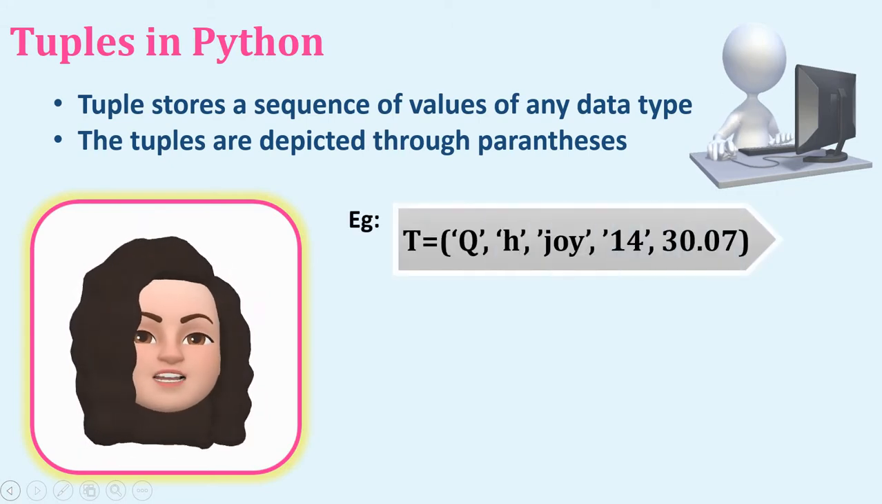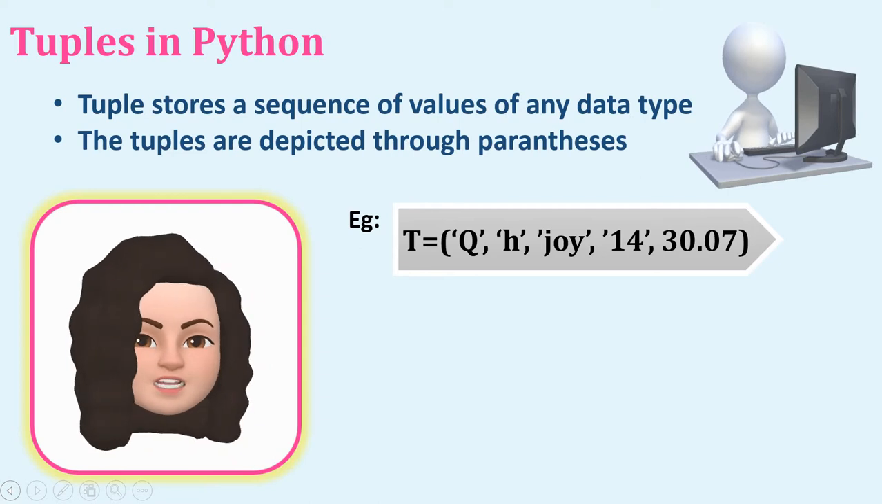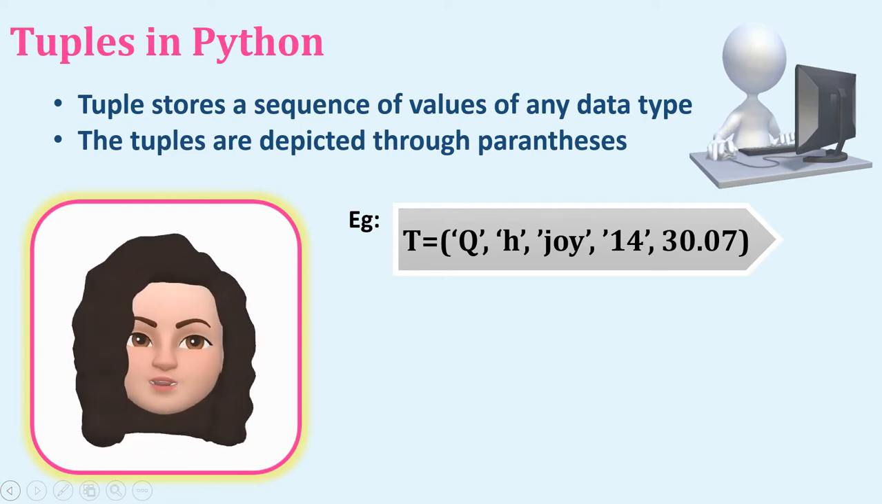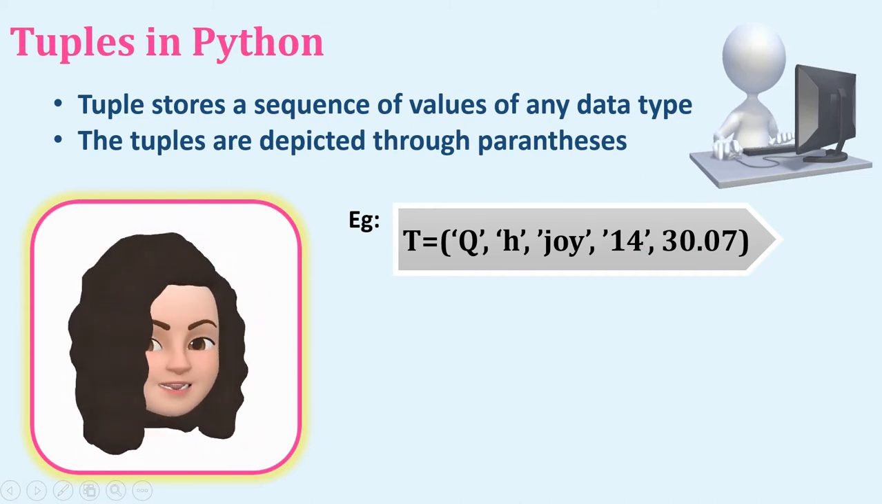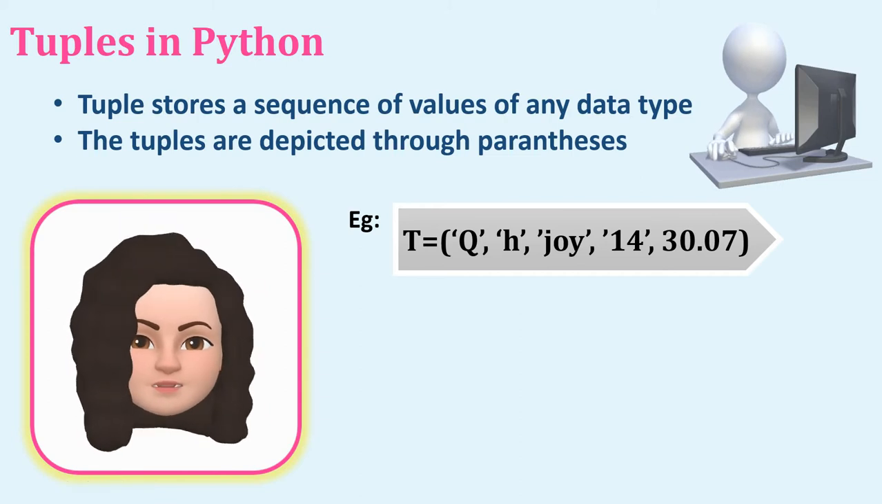The first tuple contains a sequence of values of any data type. You can see it. First one is a character, then it contains a string, an integer, a float. So it can be of any data type. Each element should be separated by a comma and it should be enclosed within parentheses.